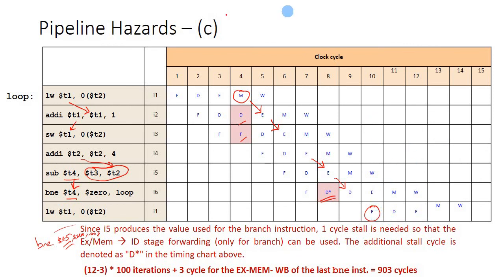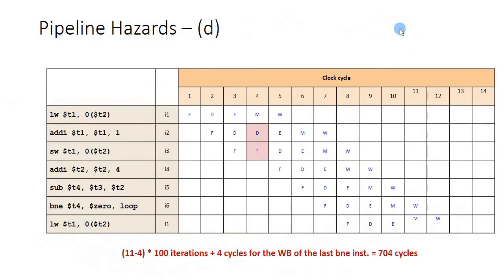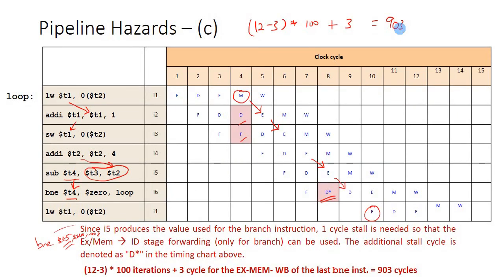In terms of analysis, we can say it is 12 minus 3, multiplied by 100 iterations of the loop, plus 3. Why plus 3? Because in the last iteration of the loop, we need to add in the 3 clock cycles, so that gives us 903 cycles to complete this entire iteration of this code here. Okay, so I hope this is clear.